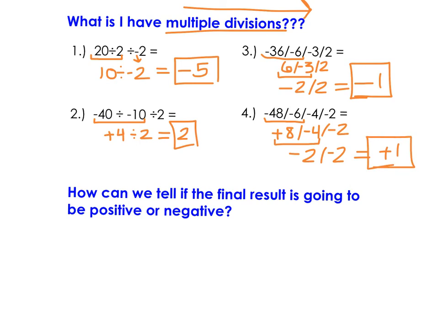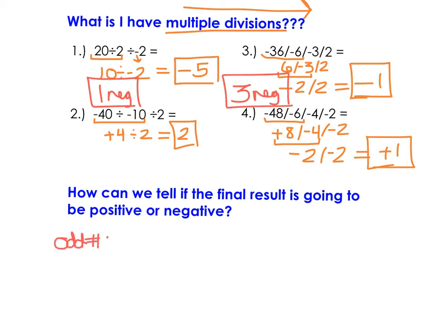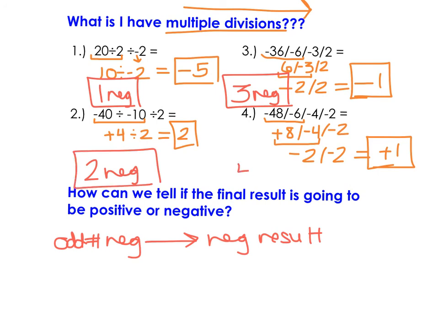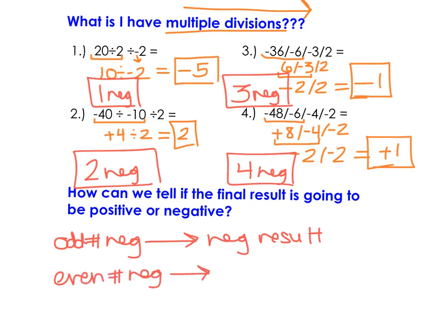Now something additional you want to notice is just like with multiplication, when we have an odd number of negatives in the problem, so like 1 and 3 have 1 negative or 3 negatives, an odd number of negatives in the problem being divided leads to a negative result. And then when we have an even number, so we have 2 negatives or 4 negatives total being divided in the problem, an even number of negatives results in a positive result.